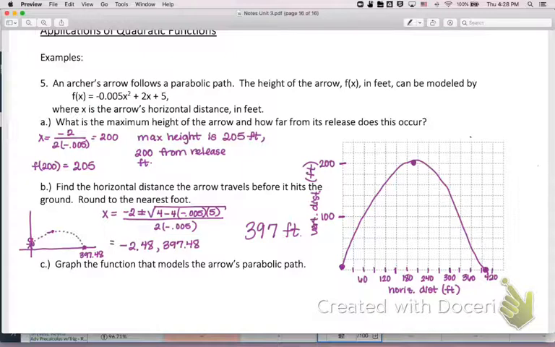Okay? Just a couple more examples real quickly of how we can use parabolas then to solve equations.